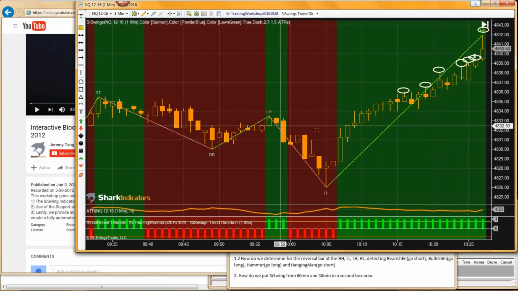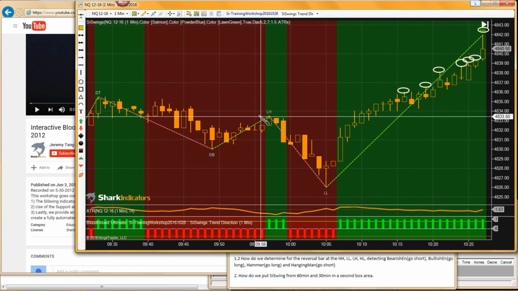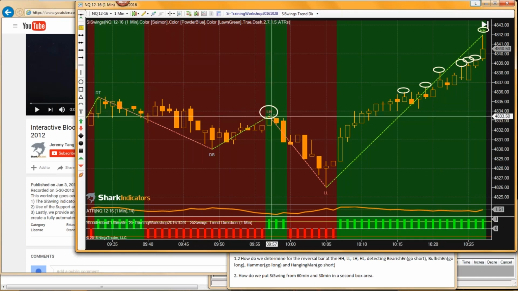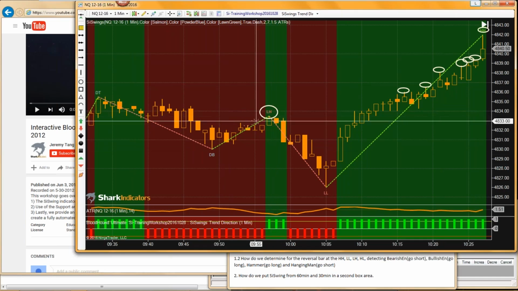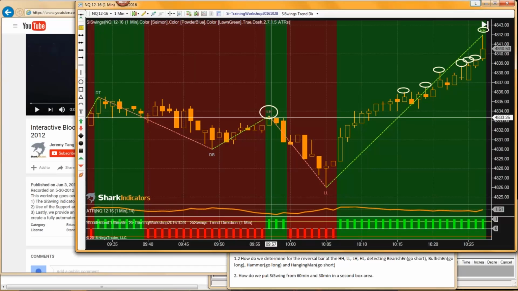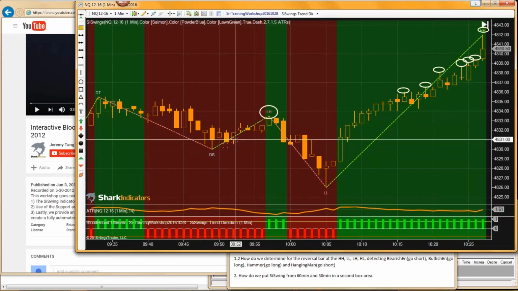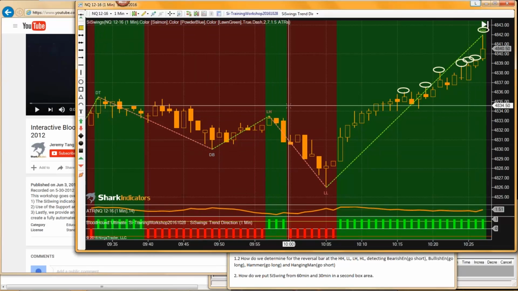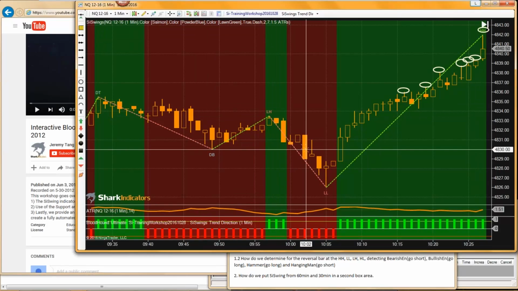So just keep in mind, there is no magic indicator that tells you exactly where price is going to reverse. In hindsight, indicators can clean everything up, so it looks perfect in hindsight. But in real time, there's no such thing. So, all right.